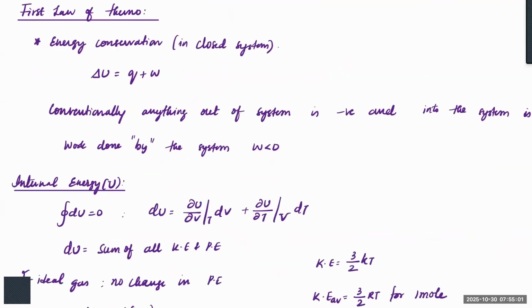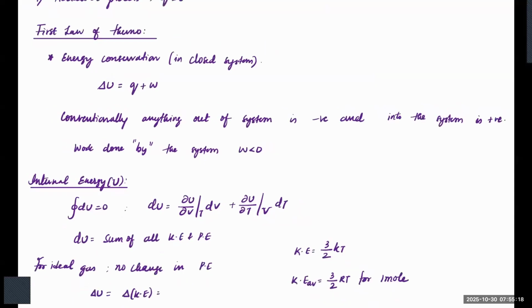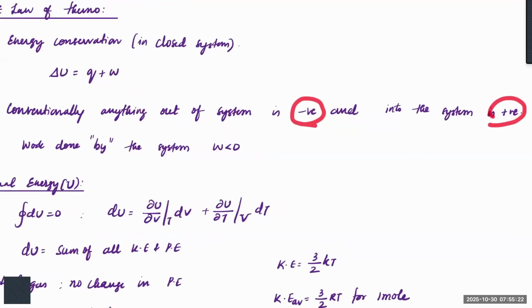The energy conservation in a closed system is what we refer to as the first law of thermodynamics. Delta U, that is any change in internal energy, is a result of heat and work. Conventionally, anything out of the system is always negative and anything to the system is always positive. So, if it is given that work done is by the system, that means it is less than zero.